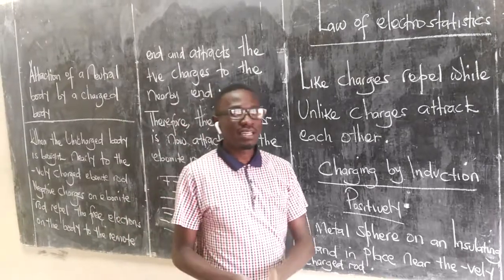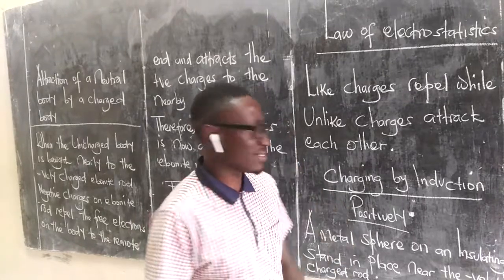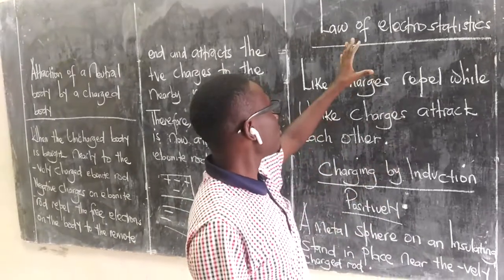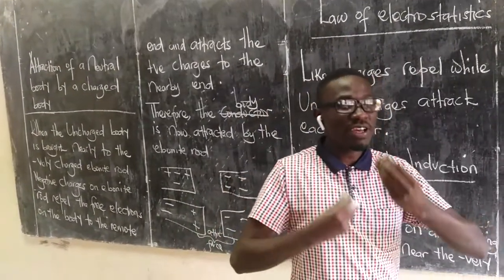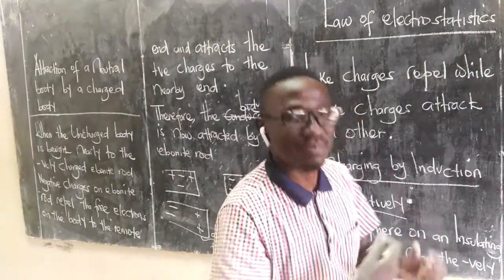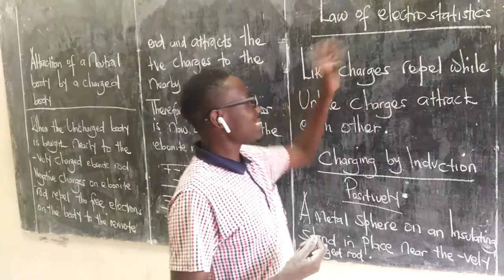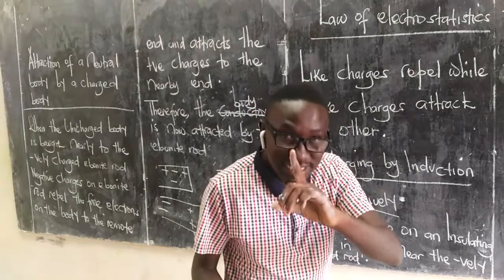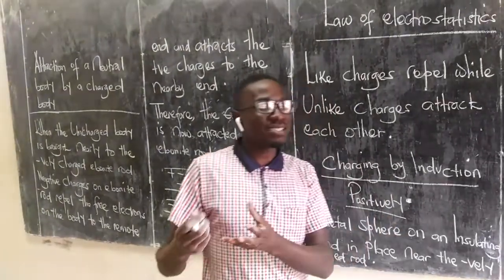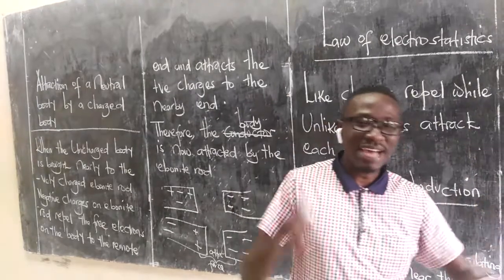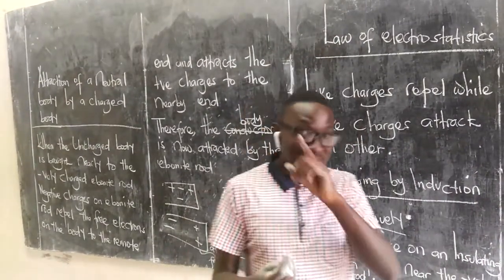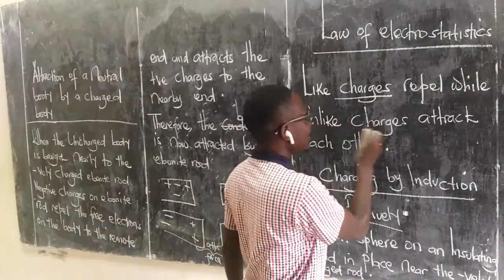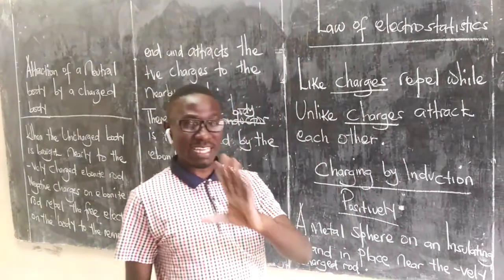Okay guys, let's look at the law of electrostatics. Quite often, we normally confuse the law of electrostatics with the law of magnetism. So, the law of electrostatics says that like charges repel while unlike charges attract. Remember, the law of magnetism states that like poles repel and unlike poles attract. So similarly, you have to be very careful when you are stating this law. Here we are talking about charges, not poles. I hope I've cleared that.